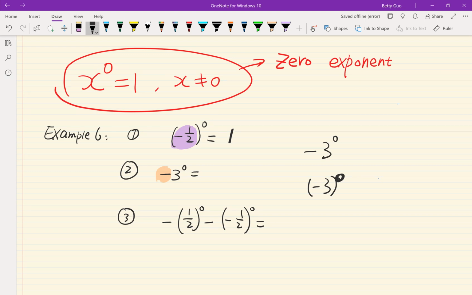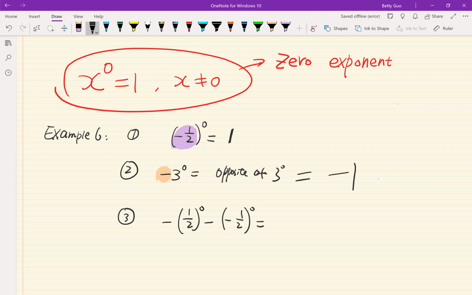Okay, so for number 2, the negative sign here can be understood as opposite. That's the opposite of 3 to the power of 0. What's 3 to the power of 0? 3 to the power of 0 is a positive 1. The opposite of positive 1 is negative 1, right? Do you see that? Okay.